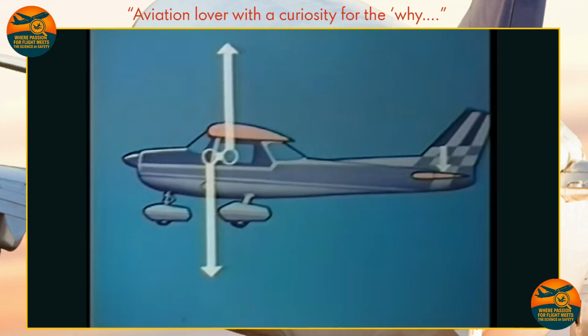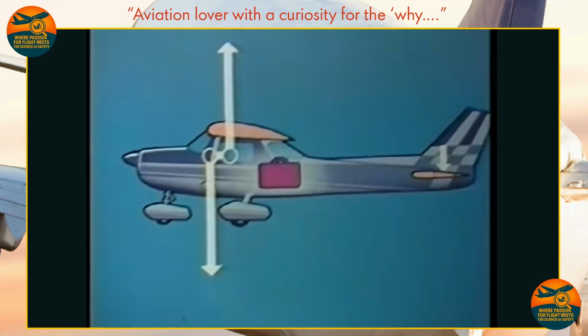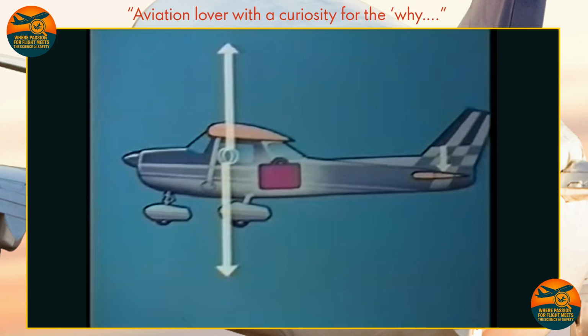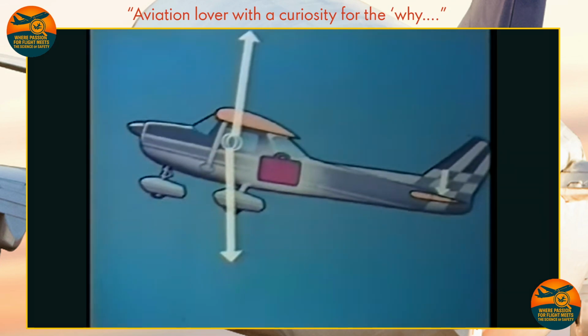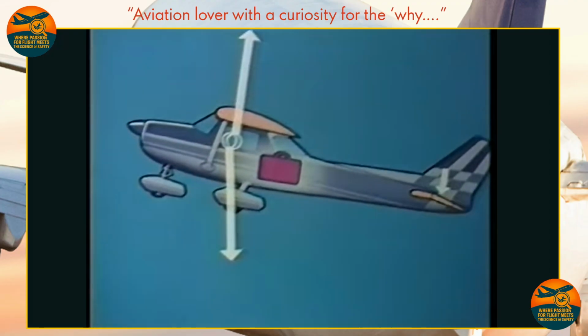But the loading of the aeroplane can change this relationship. An extra load placed behind the center of gravity will move it back to a point only just ahead of the center of lift. The aeroplane will now tend to pitch nose up. So we must trim the elevator to reduce the download and bring the aeroplane back to level flight.